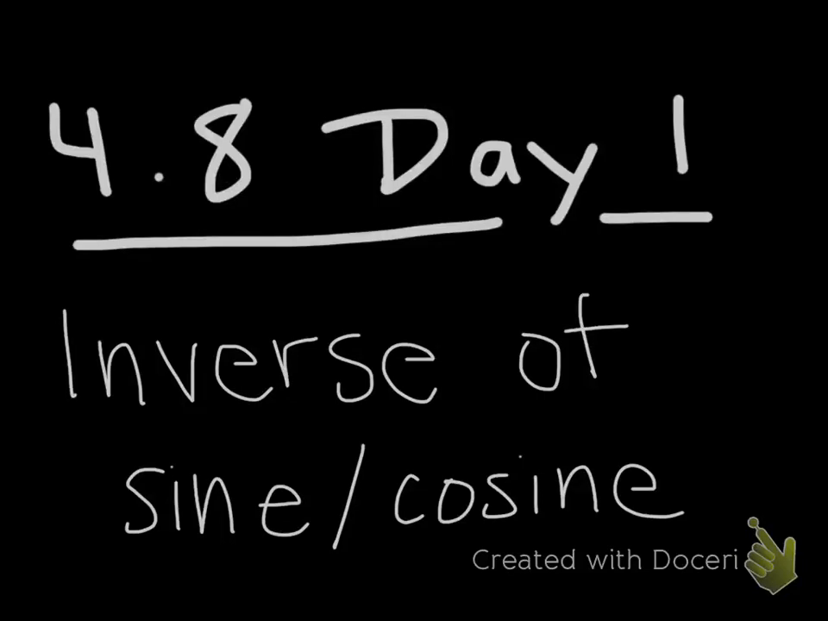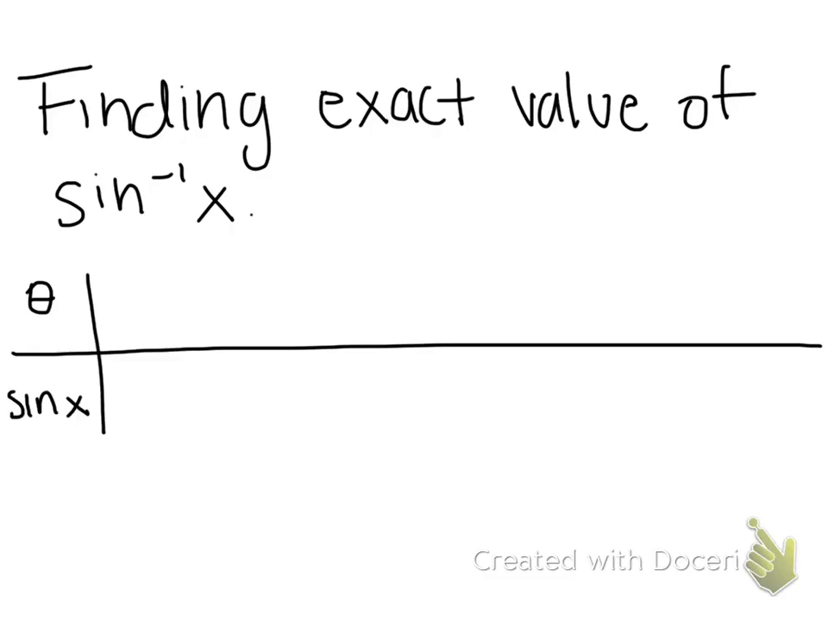Today we're doing section 4.8, day 1, and we're going to discuss the inverse of sine and cosine. We are going to be referencing our unit circle right now. We're going to discuss the different degrees that you could see and then the output. So you're going to go ahead and make this table. We're going to be adding several columns.